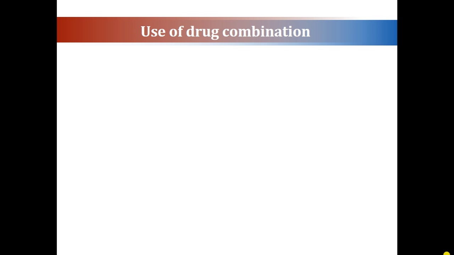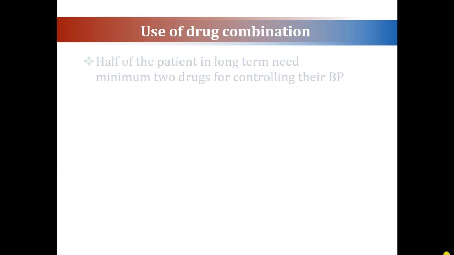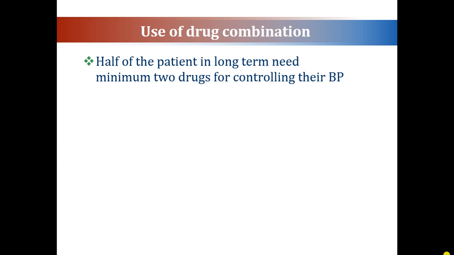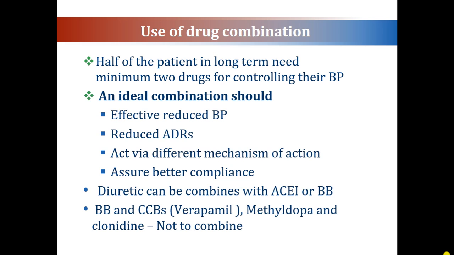Now we discuss something about the use of drug combinations in hypertension. Half of the patients in the long term need a minimum of 2 drugs for controlling their blood pressure. An ideal combination should effectively reduce the blood pressure, reduce the ADR of each other, act via different mechanisms of action, and assure better compliance.